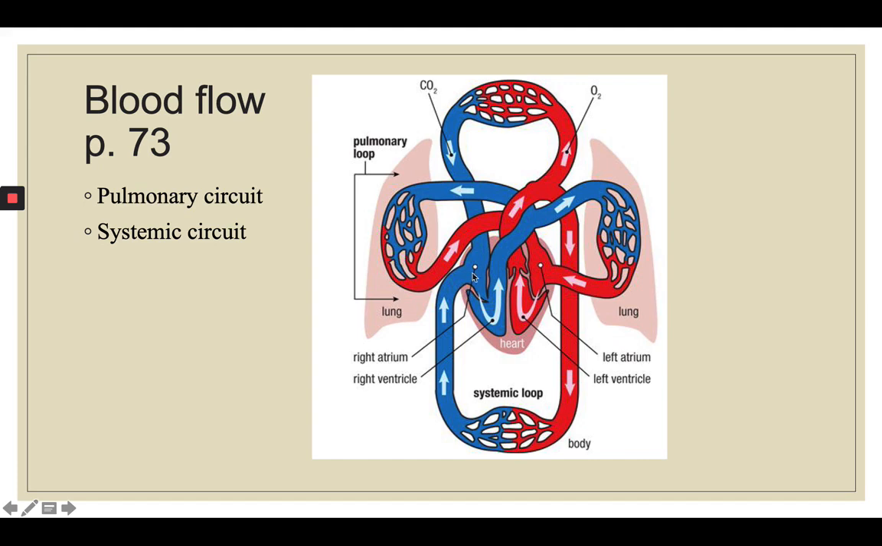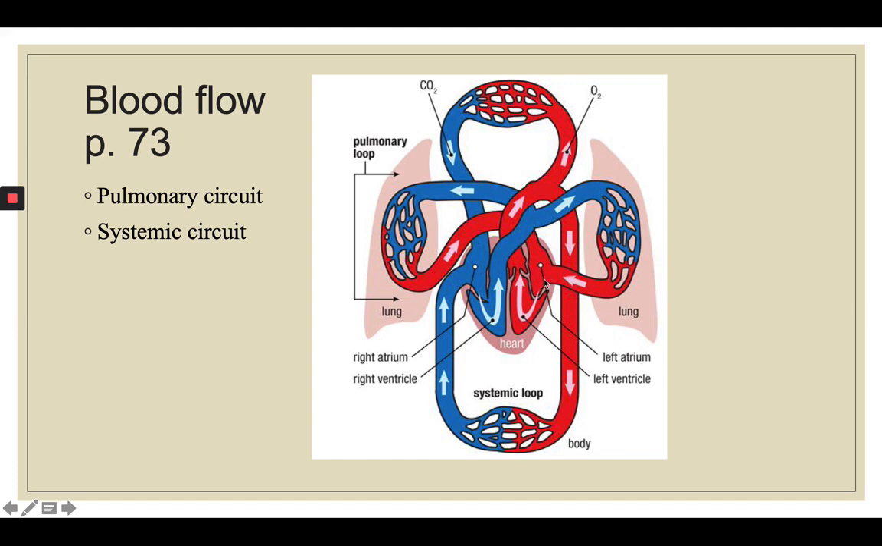So it comes back to the right atrium, it goes into the right ventricle, and then it goes into the pulmonary artery. Now the artery, again, this is the unique one that is oxygen poor. It goes up into the lungs on either side. We have gas exchange happening. This is the pulmonary loop. Goes back to the heart.